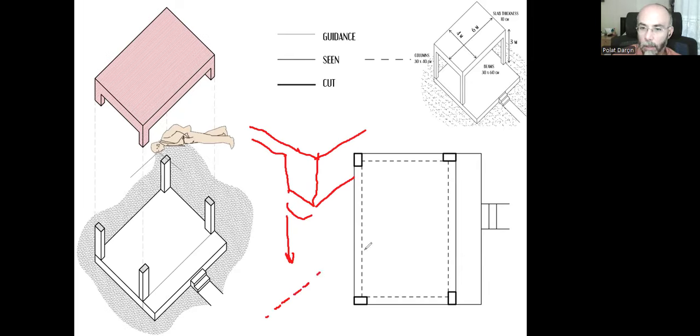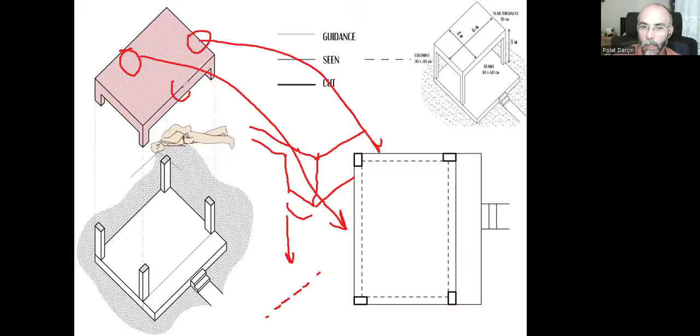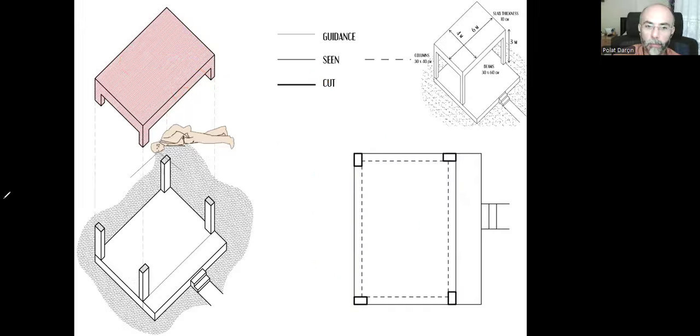And another line in order to indicate that beam on this side, another one for this beam, and the last one for that beam. Four beams will be indicated with these dashed lines. And nothing else to be drawn. Everything will be represented. Now we can move on to section.